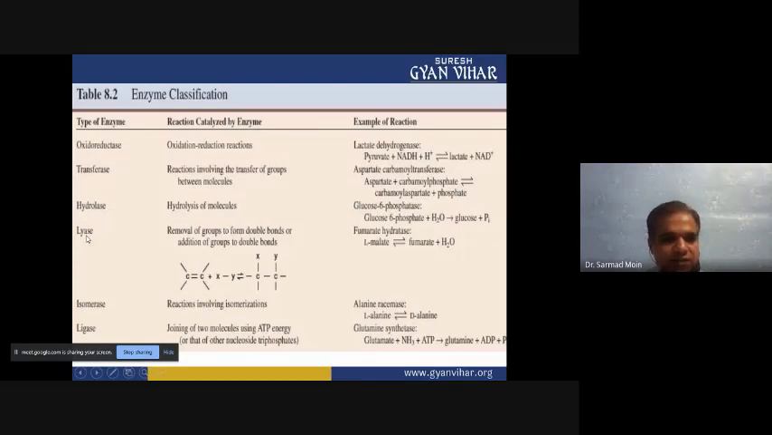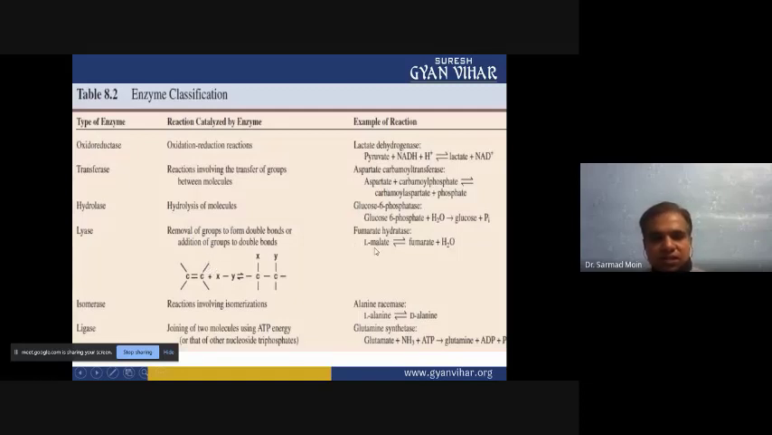Then lyase. Lyase removes a group from a double bond or adds a group to a double bond. So this enzyme will release or add a specific group on the double bond. If a double bond is there in any molecule, it will release or add any functional group.